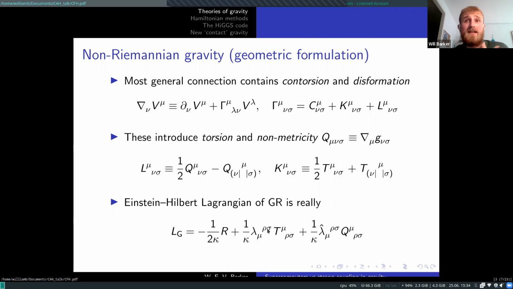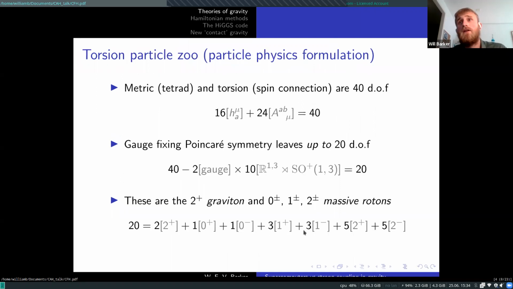So general relativity in this broader non-Riemannian context is given by the Einstein-Hilbert action, in which the torsion and non-metricity tensors have been switched off with these lambda multiplier fields. Okay, so I'm going to keep the non-metricity switched off in the talk, but I'll consider theories which may have some torsion in them.